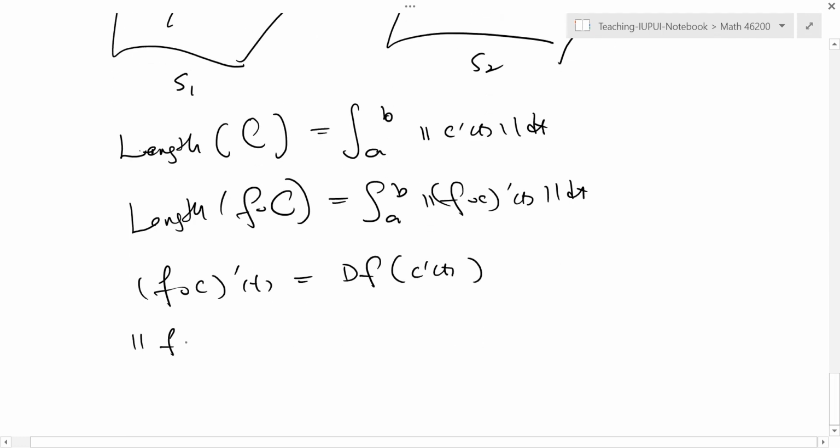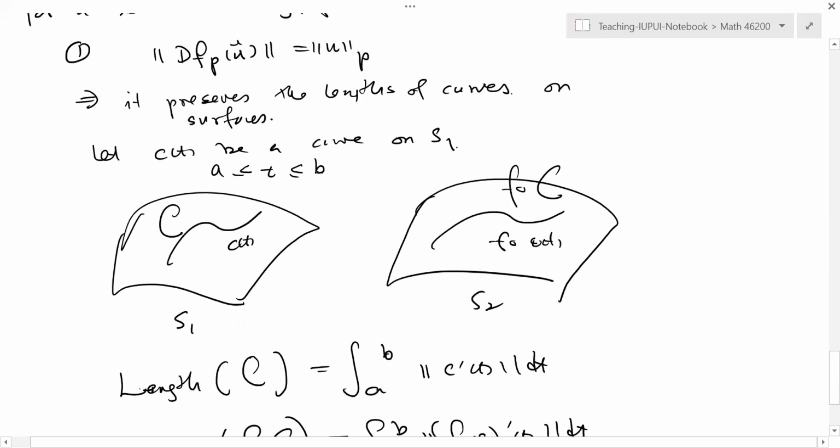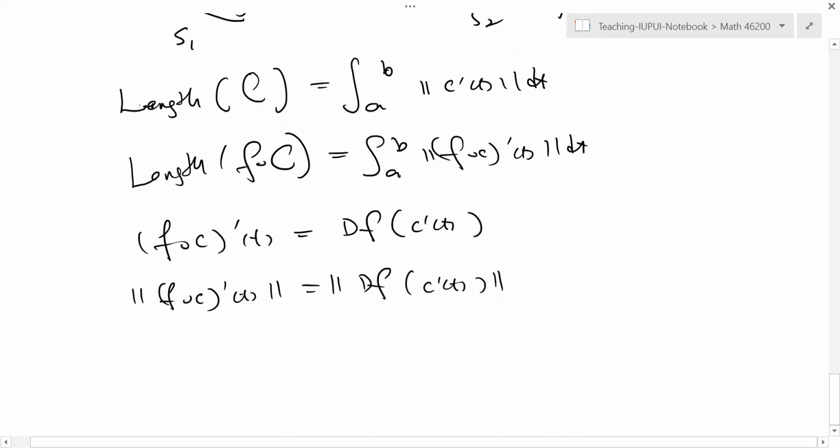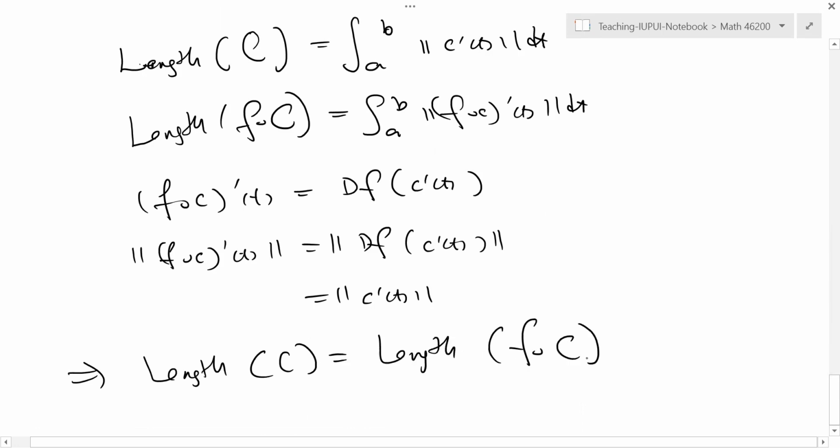So the length is preserved. This is based on what we have here, the same identity. So this is going to be the norm of C prime t. Therefore, they have the same length.